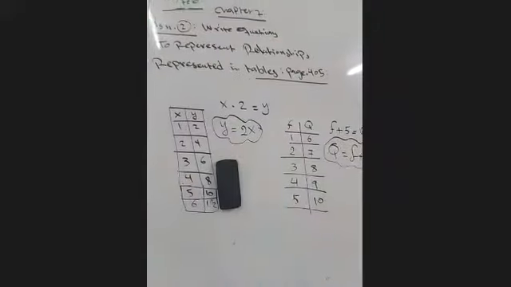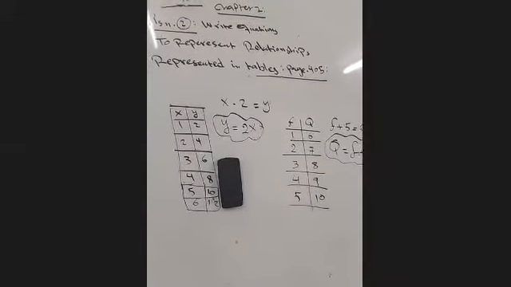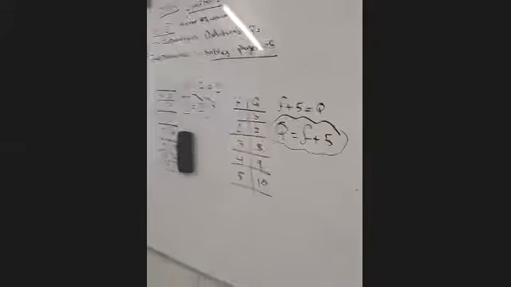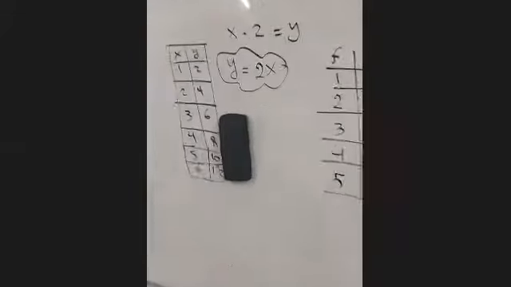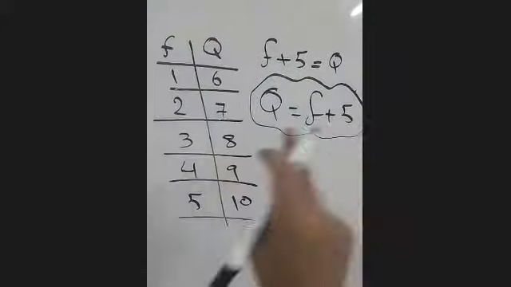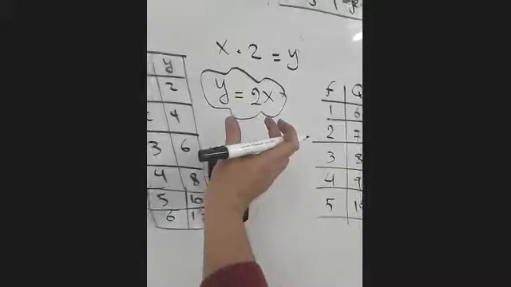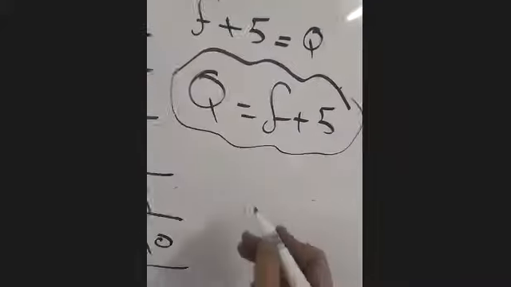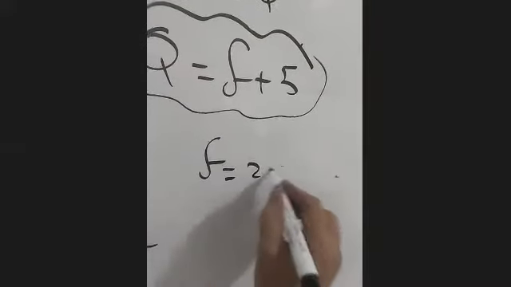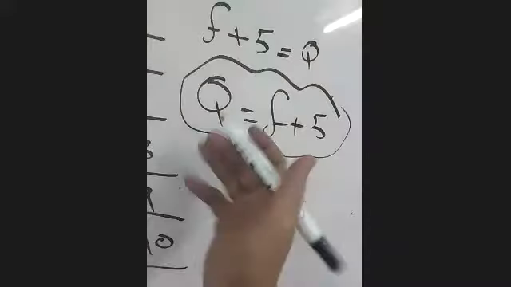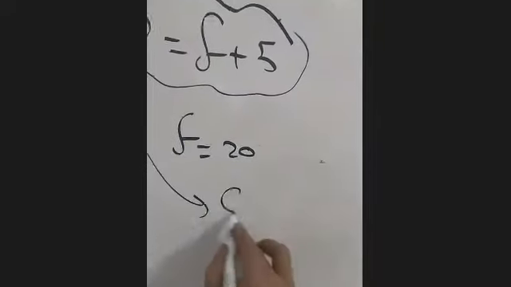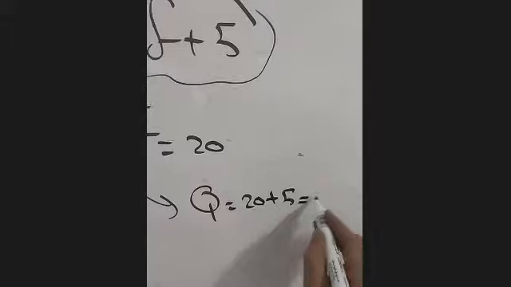This is the idea of the lesson, guys: how we represent relationships, which are already represented in tables. You need to guess and check to find the relationship, then represent it by a formula. Here, F is not only these numbers. If F is 20, I can find Q directly by substituting the 20 here. It will be Q equals 20 plus 5, which is 25.